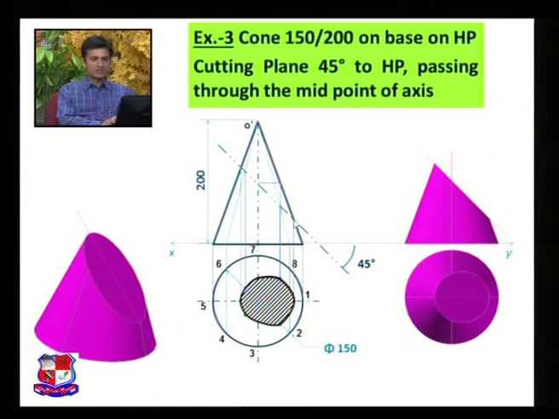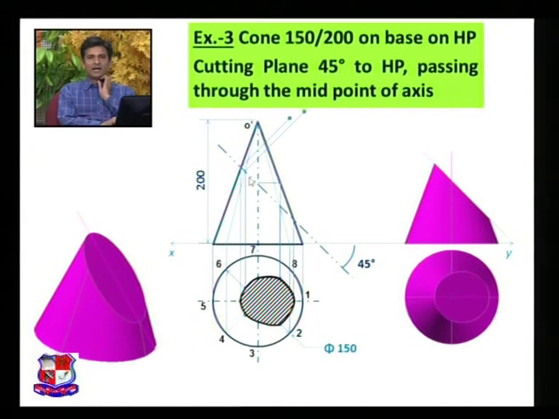So for that, from this point draw a line perpendicular to this cutting plane line, as we did in the first problem, and measure the distance of this point in the top view. Measure this distance, point number 5 to the XY line. So mark the point over here, this is point number 5.